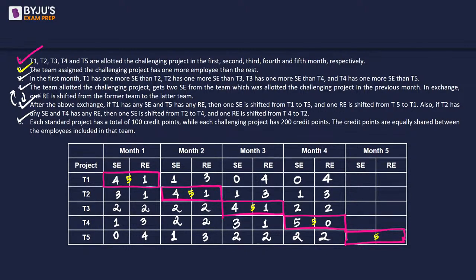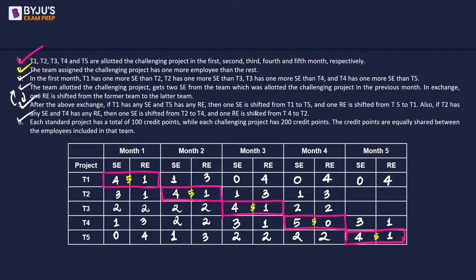5th month पे आते हैं. 50 has to move here. So this 5 will become 3, this 2 will become 4, this 2 becomes 1, and this 0 becomes 1. So they interchange because of the 4th point. Now, as per the 5th point now, after the above exchange, if T1 has any SE, T1 doesn't have any SE. So अगर T1 के पास SE नहीं है, तो ये तो 0, 4 ही रह जाएगा.